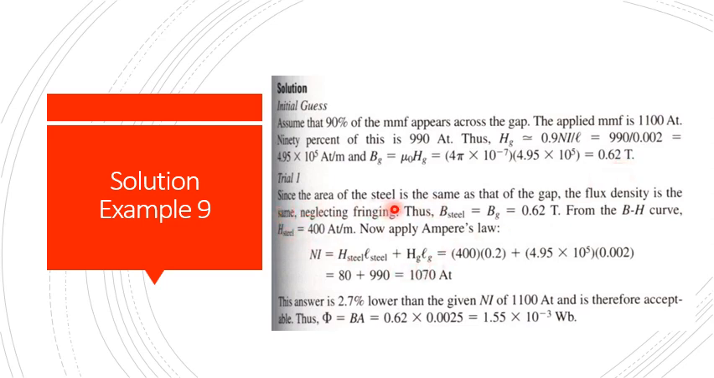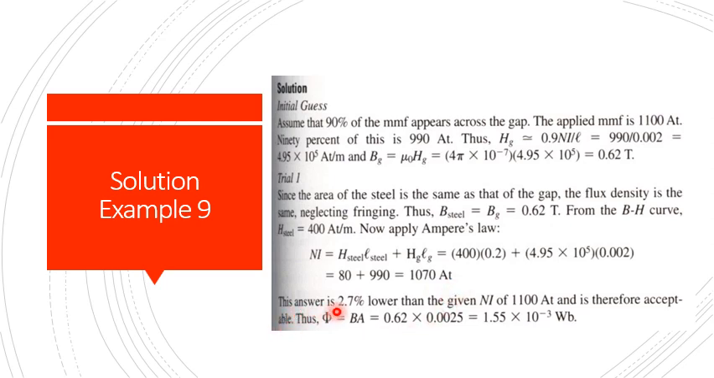Since the area of the steel is the same as the gap, the flux density is the same. We assume no fringing; we neglect the fringing. B is 0.62 T, and from the BH curve, H equals 400 ampere turns per meter. Then we use Ampere's law, summation of Ni equals summation of HL, and we get a total of 1070 ampere turns.